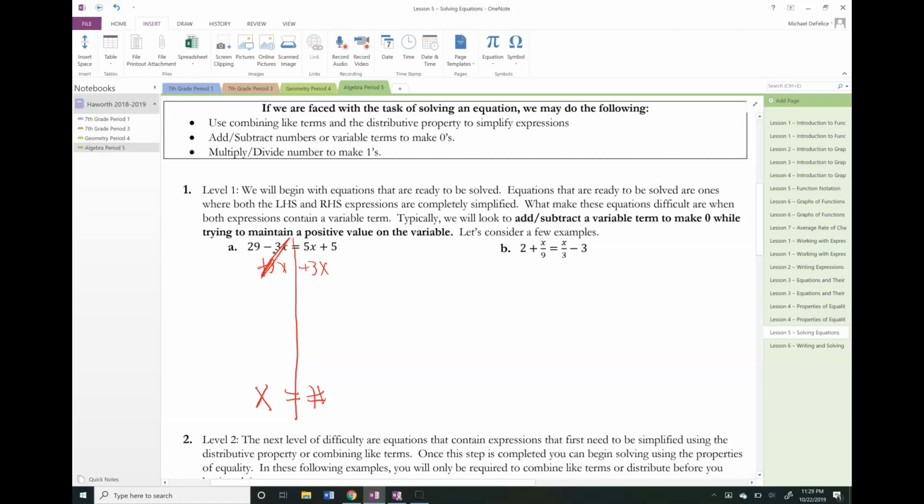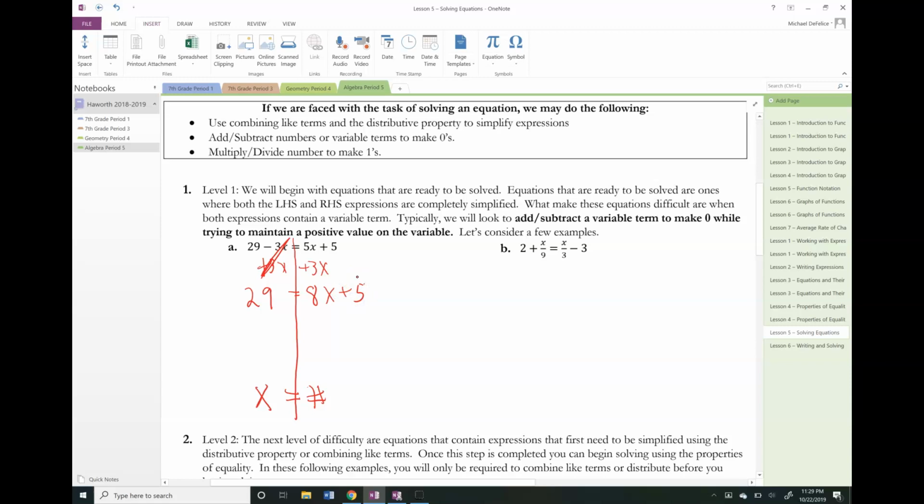And if I simplify each expression, the negative 3x and the positive 3x will make 0. So if you look to our notes up at the top, it says when you add or subtract numbers or variable terms, you're trying to make zeros. And that's what I did there by adding the 3x. So this expression would just become 29 equals 8x. That's from 5x plus 3x plus 5.